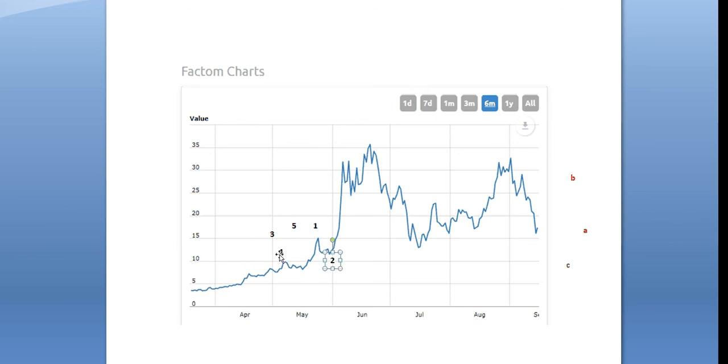Wave 2, 3 wave clearly. Wave 3, wave 4, and 5.